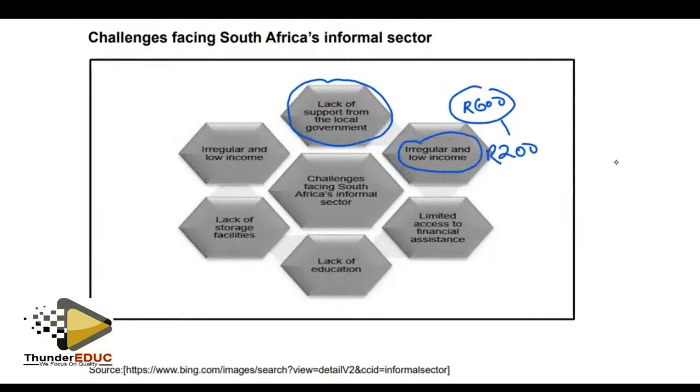That's why we say the income is irregular and low. Then limited access to financial assistance, like we mentioned earlier. So this becomes a challenge because the majority of informal traders won't have access to financial assistance such as loans. Because we know these financial assistance requirements, they'll ask for securities. So because these businesses are not registered, the financial lenders are scared to offer loans to such.